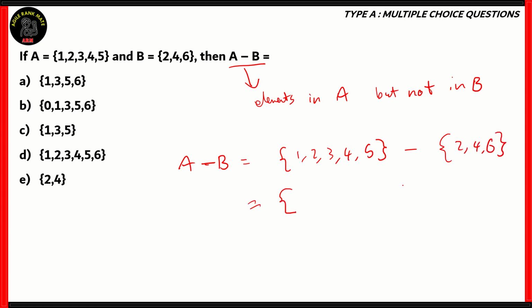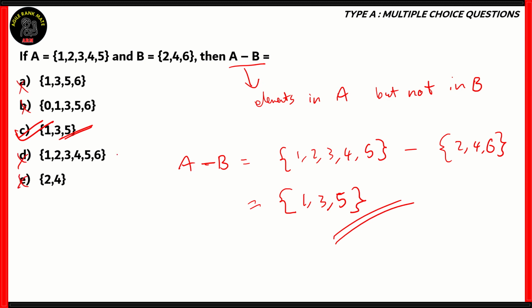So we will have a new set which will have elements from A which are only present in A and are not present in B. Now if you look at A and B, you can see that the numbers 2 and 4 are present in B, and they're present in A as well. So they'll be removed from the set A, and 6 would not be added because it's in B, and it's subtracted off. So therefore, A minus B is the set 1, 3, 5. So option C is the right option.